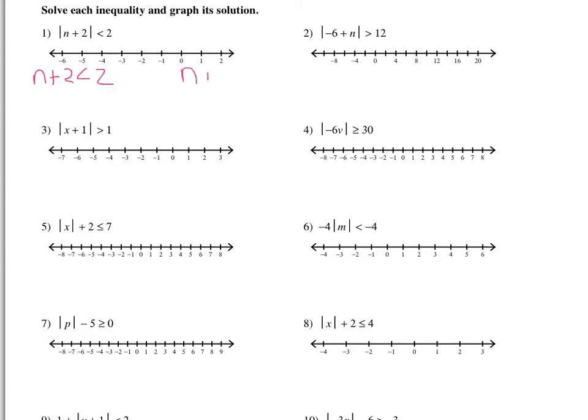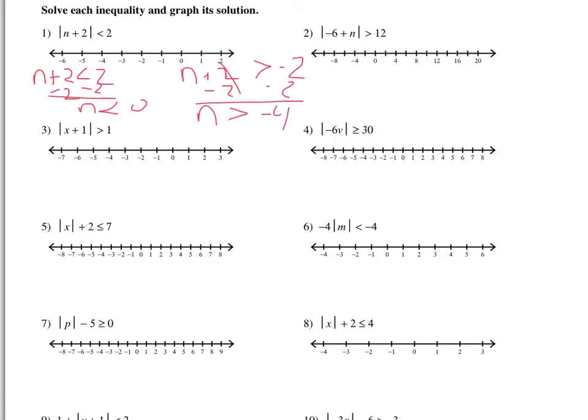and one where you keep what's inside the absolute value the same, you flip the inequality, and you negate the other side. And then to solve for n, we subtract 2. So we say n is less than 0 and n is greater than -4.